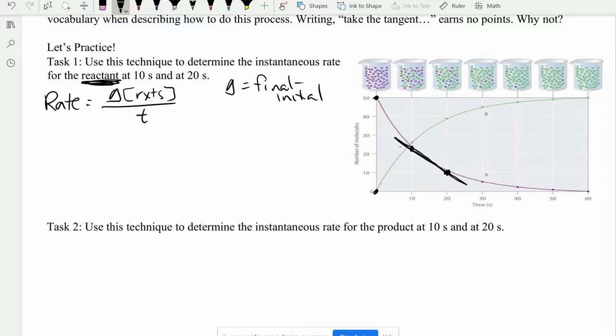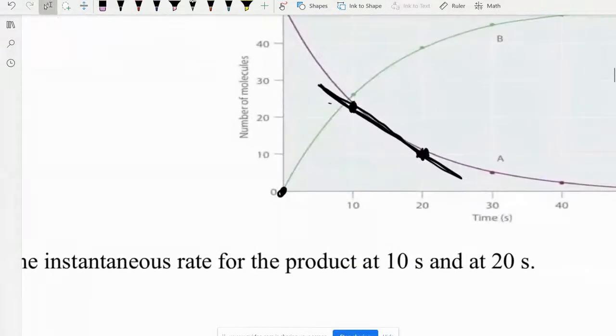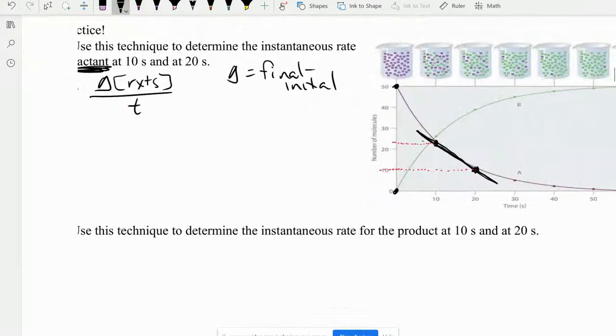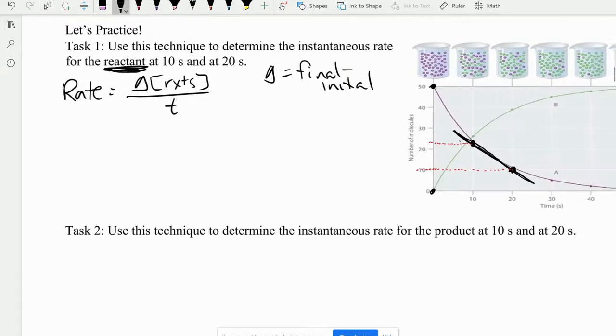So what you need to do here is go over to your graph and analyze some data and pull some data out here. I'm going to, with another color, go at time 10 seconds and kind of dot over to my y-axis, and I can then get a concentration or the number of molecules at 10 seconds. And then I can do the same thing and kind of dot on over here at 20 seconds to see how the number of molecules have changed.